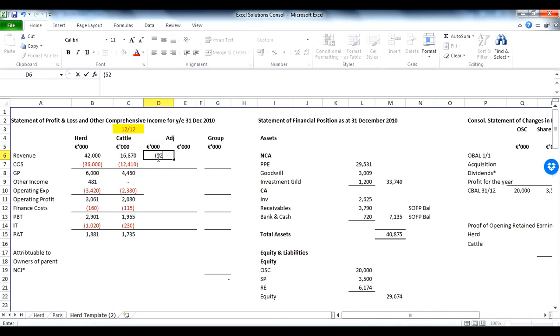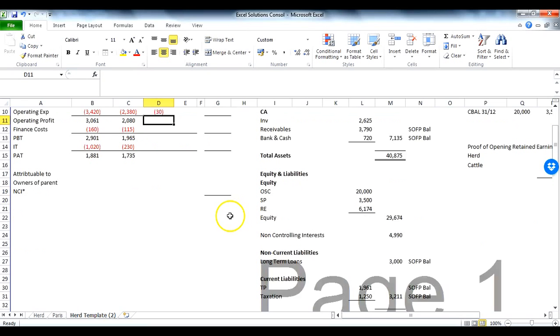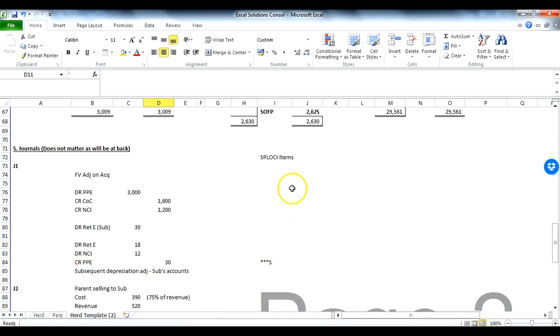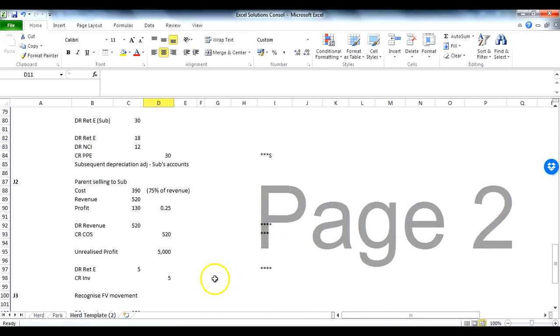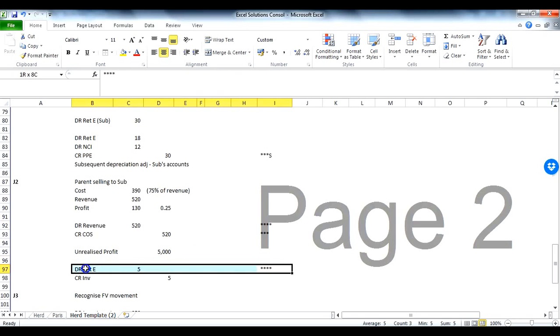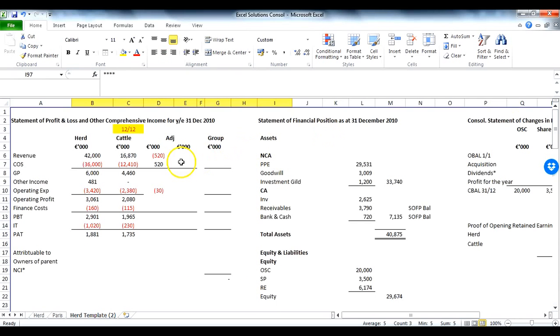So minus 520 from revenue and plus 520 to remove it from cost of sales. And also in OPEX we'll do a minus 30 for the extra depreciation that should be charged. And again, there's no real need to label these because you have to label it down here in terms of depreciation, or terms of the SPLOCI. In your cost of sales, we have unrealized profit of 5 that has to go in. So minus 5 in your cost of sales.